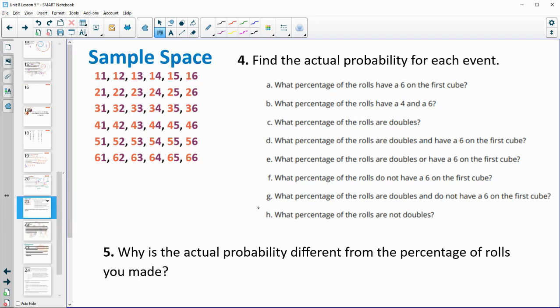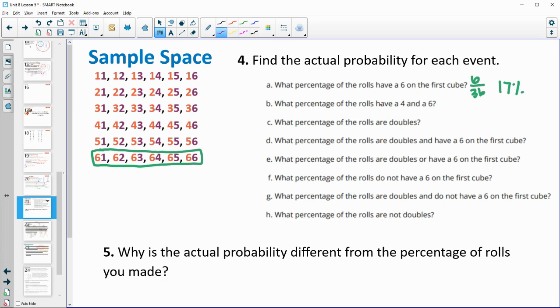All right, then we're going to go back and answer those questions of what is the actual probability for the event. So what is the actual percent of rolls that have a 6 on the first cube? So here's all of the chances of a 6 on the first cube. So that's 6 out of 36, and 6 out of 36 as a percent is about 17% of the time.